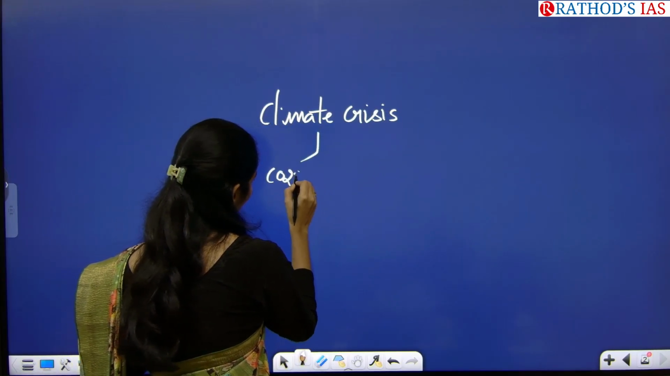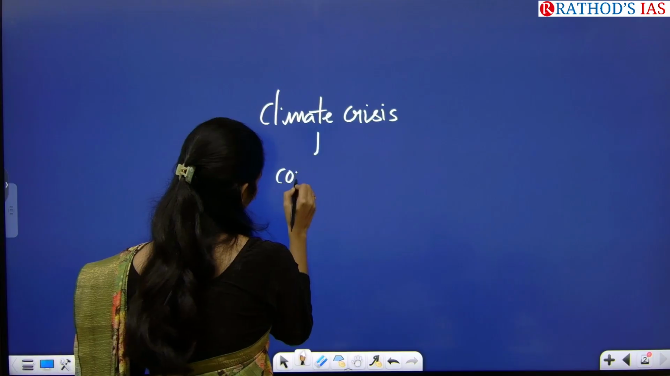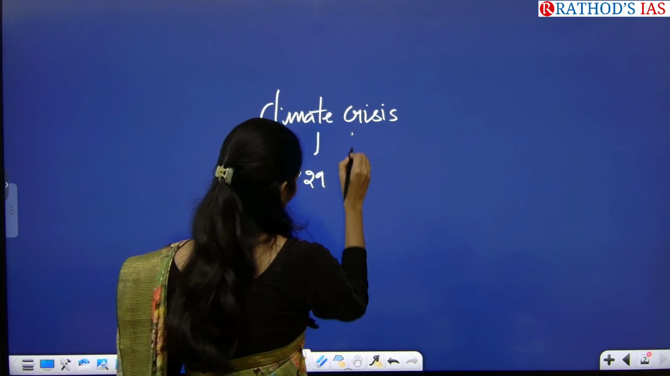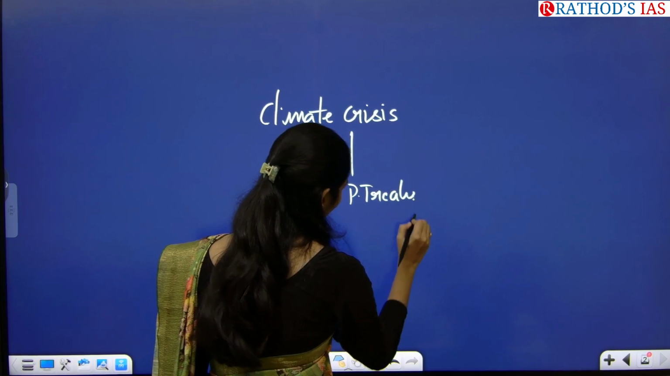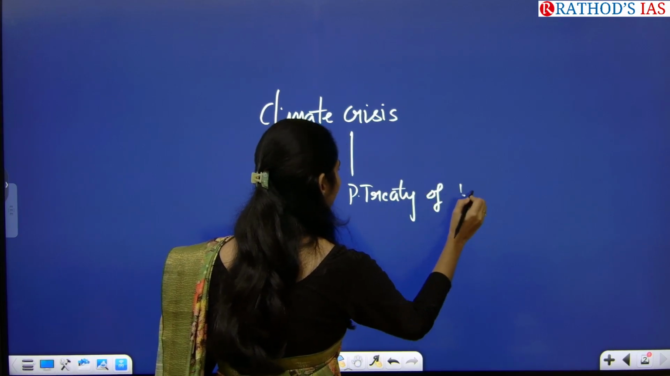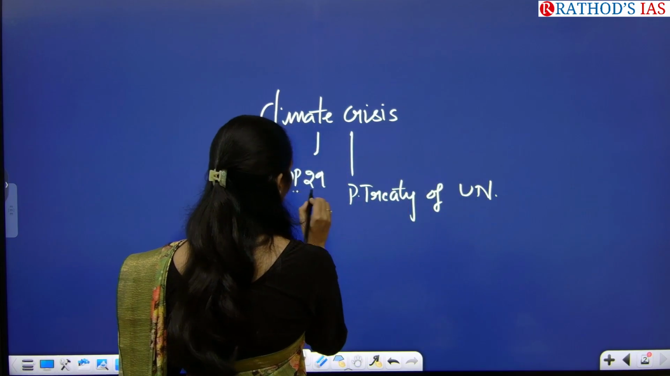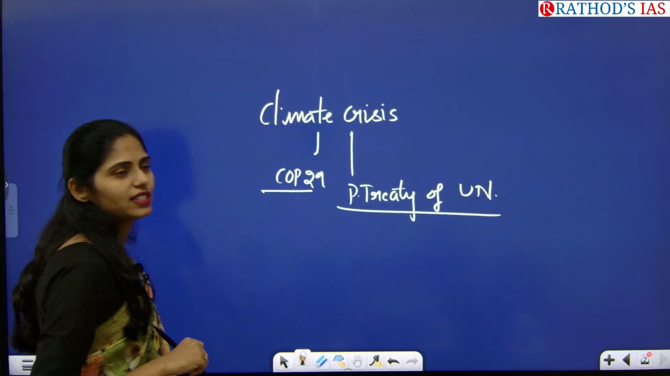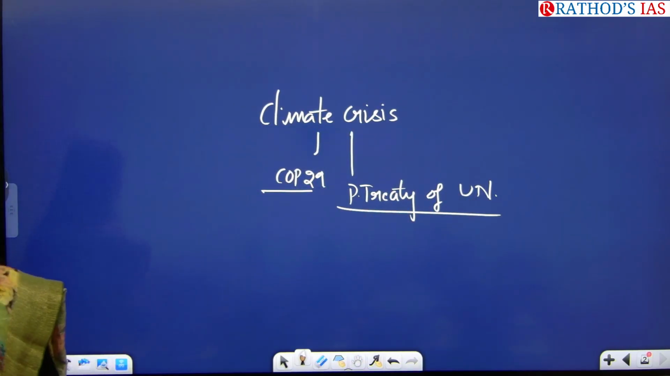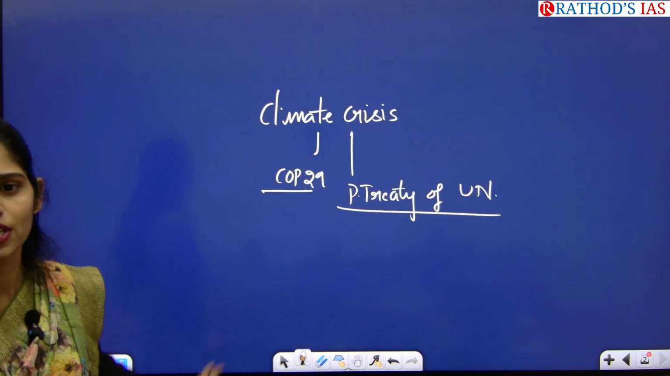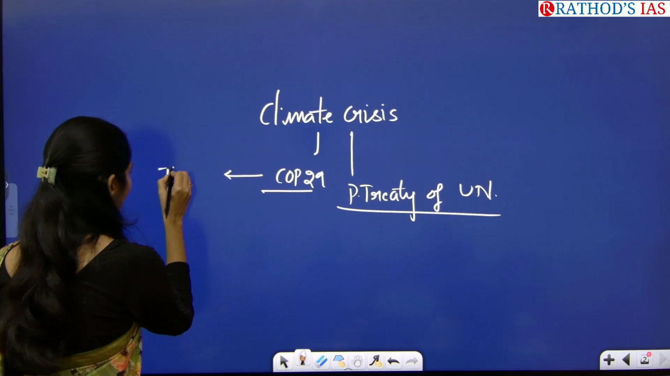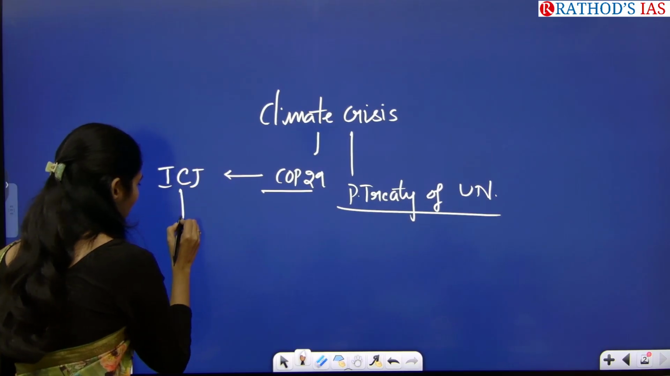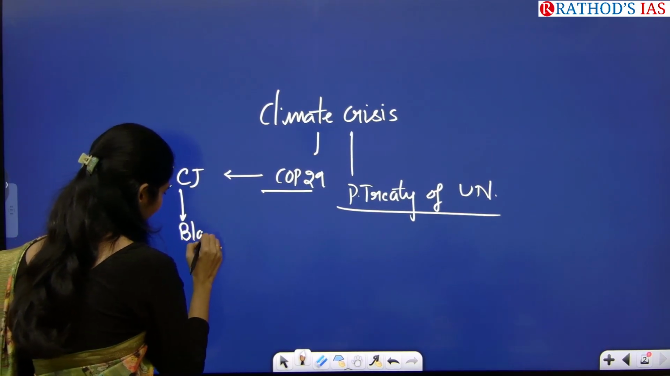COP29 next. Yes, the plastic treaty. Plastic treaty of the United Nations. So in these two recent summits or meetings regarding climate change, India was not satisfied. Because of this, now in the ICJ also, that is the International Court of Justice, India blamed these developed countries.